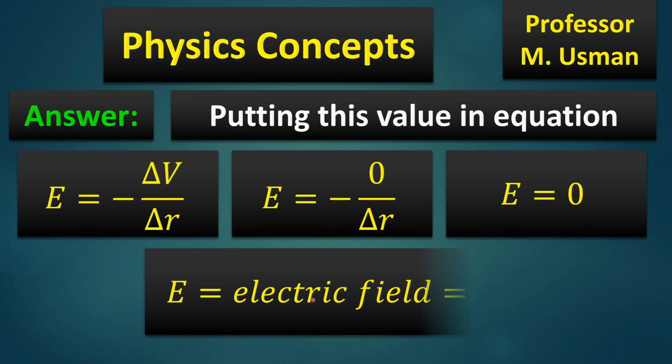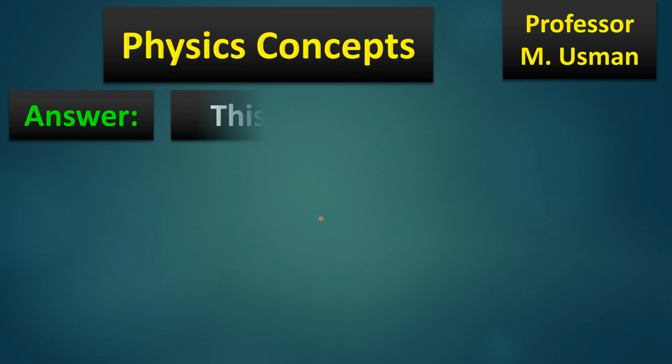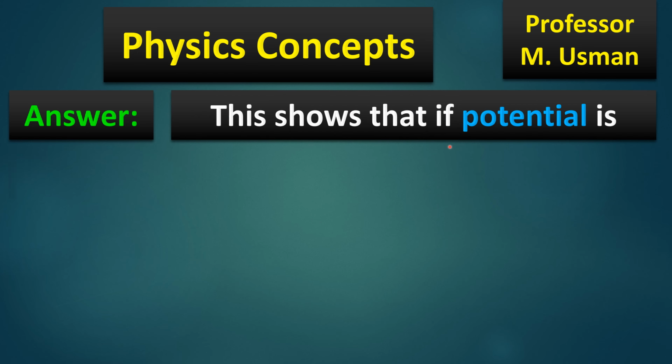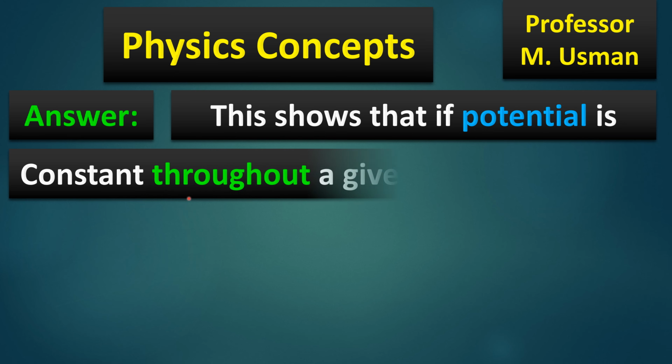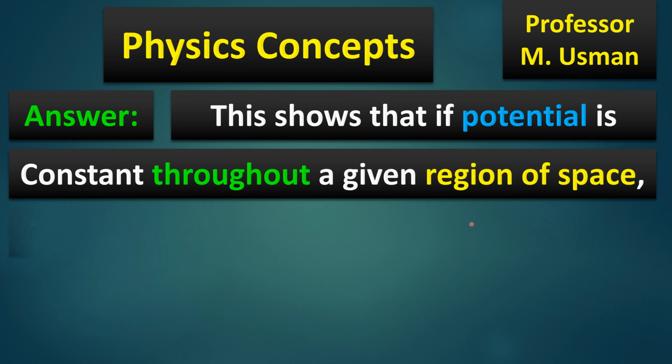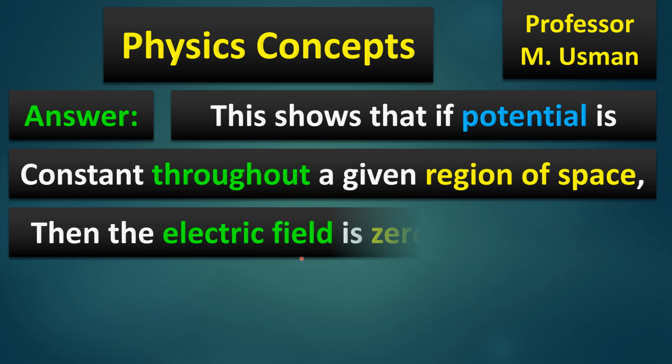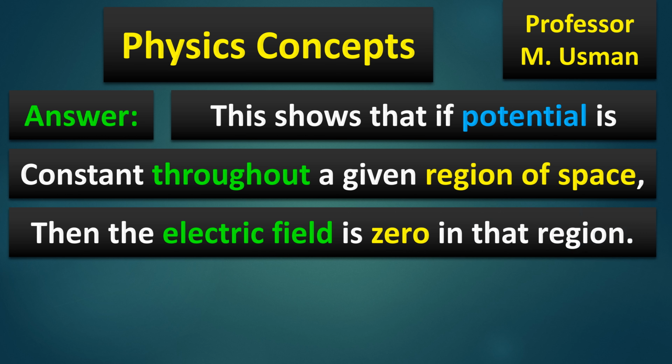So E, the electric field, is 0 in the given region where potential is constant. This shows that if potential is constant throughout a given region of space, then the electric field is 0 in that region.